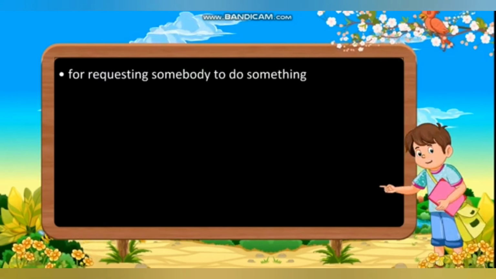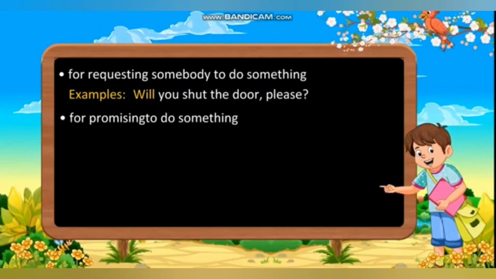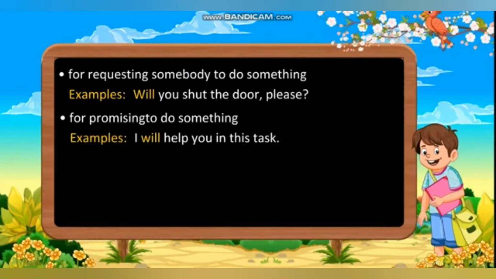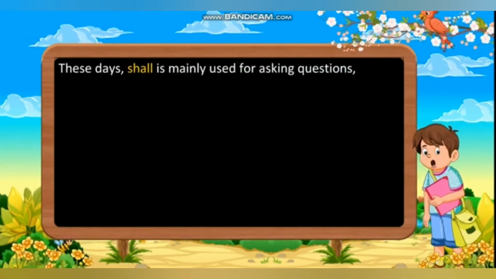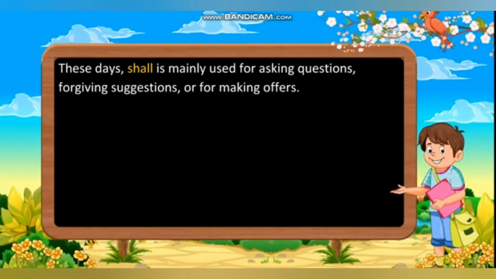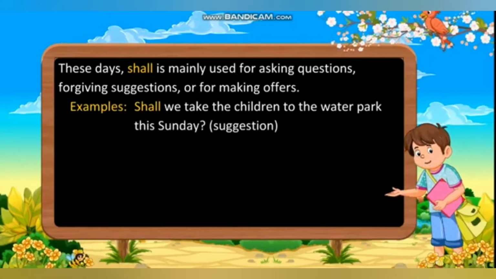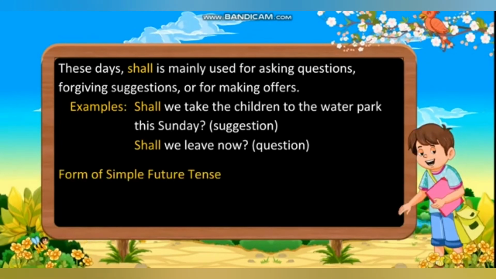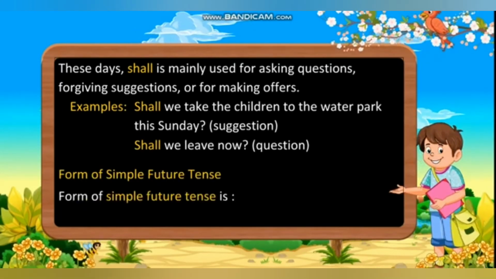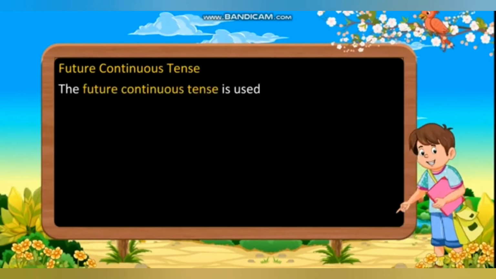For requesting somebody to do something, will you shut the door, please? For promising to do something, example, I will help you in this task. These days, shall is mainly used for asking questions, for giving suggestions, or for making offers. Examples, shall we take the children to the water park this Sunday? Suggestion. Shall we leave now? Question. Form of simple future tense is will, shall, root form of the verb, means simple V1 of the verb.